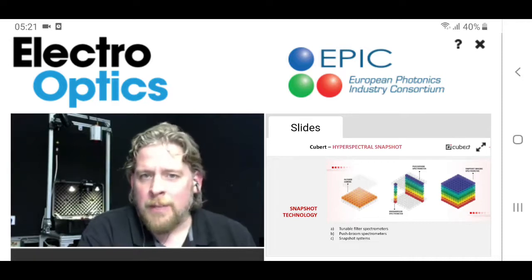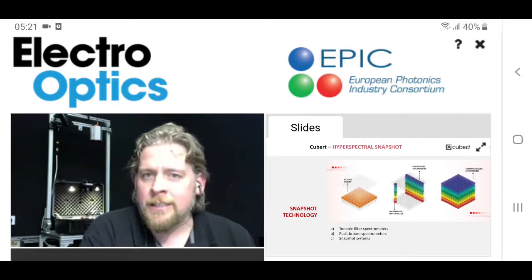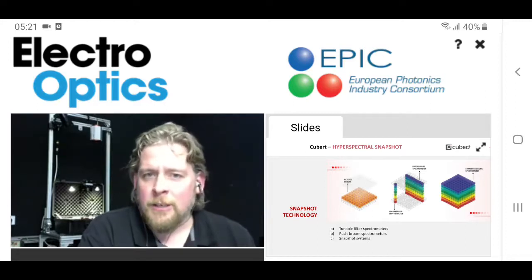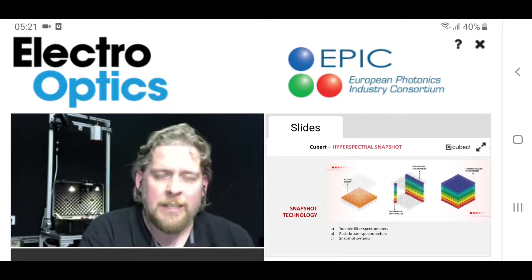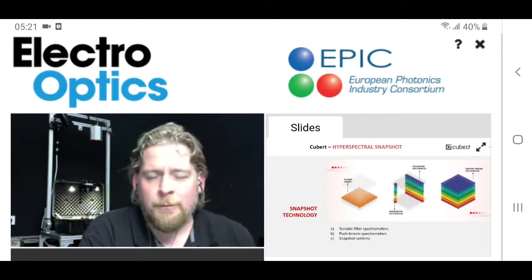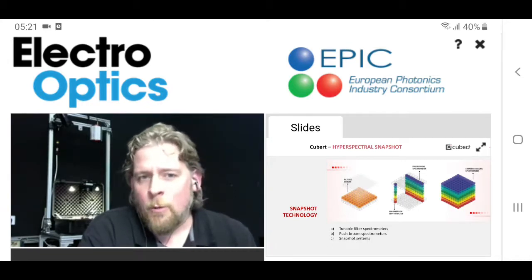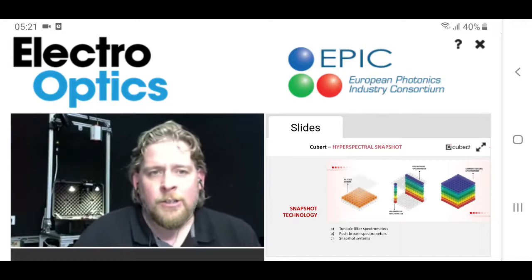For conveyor belt applications, that's pretty convenient. However, there are a lot of applications where you simply don't have the time. So we are concerned about snapshot spectral imaging, shown completely on the right. We generate a full hyperspectral cube in an instant of a second. This is very different to all the other technologies, even if they are very fast. Sometimes they can be as fast as a few seconds, but we can be even faster. And this technology gives you some advantages.